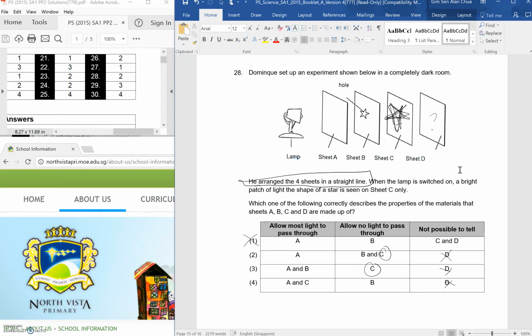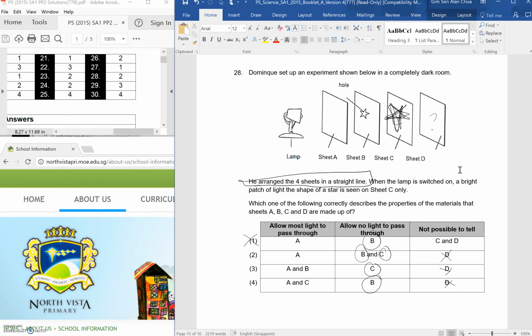Now B, there is a hole and you see a star. That means B also does not allow light to pass through. Because if B allows light to pass through, then we won't be seeing the star, but we will be seeing almost the entire light source. Now, if light passes through the hole only, can we tell whether light passes through A or not? That's the question.